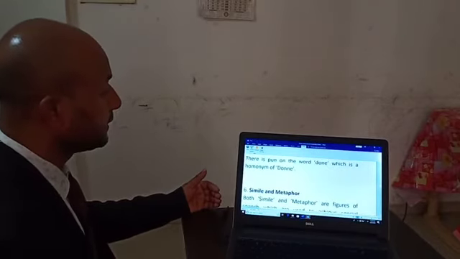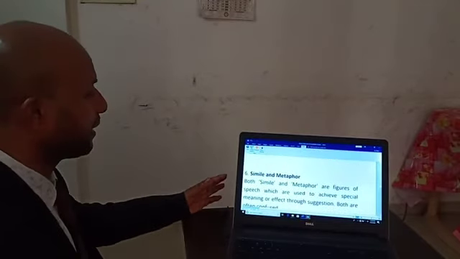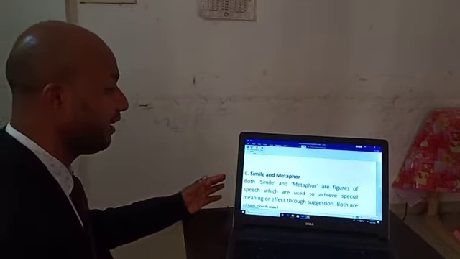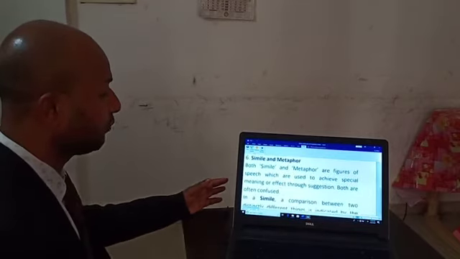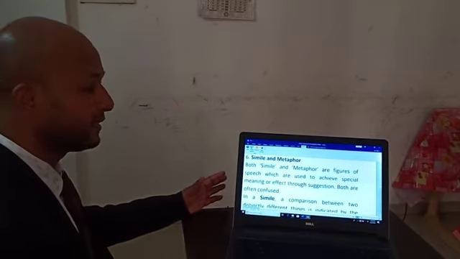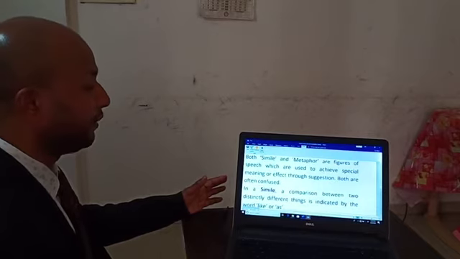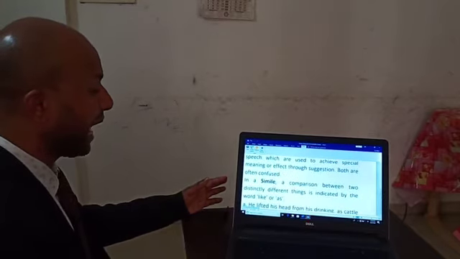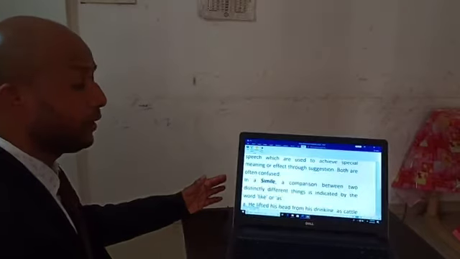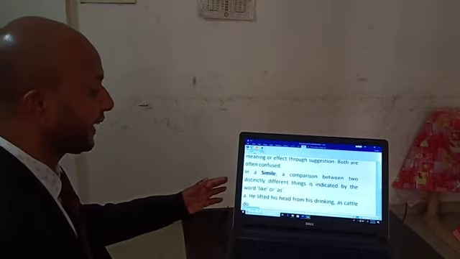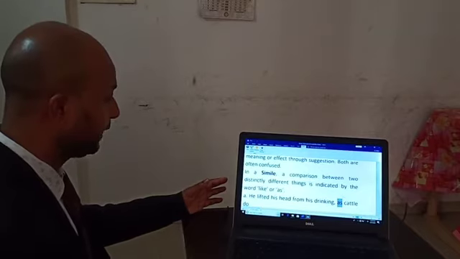Then we come to simile and metaphor. Both simile and metaphor are figures of speech which are used to achieve special meaning or effect through suggestions. Both are often confused. See, both tell us about comparison. In a simile, a comparison between two distinctly different things is indicated by the word like or as. In a simile, we use like and as for comparison. "He lifted his head from his drinking as cattle do." It is a simile. As is used, so it is a simile, as cattle do.